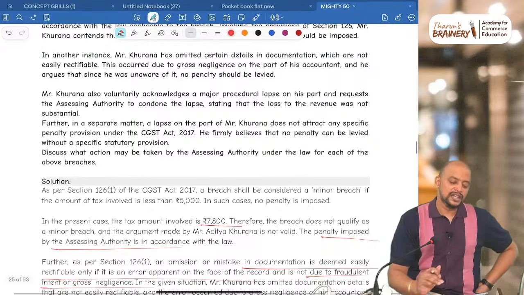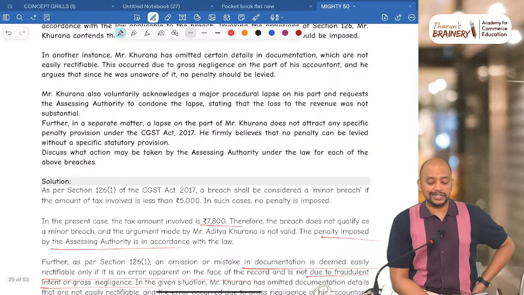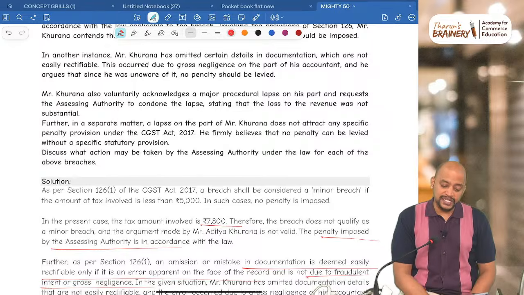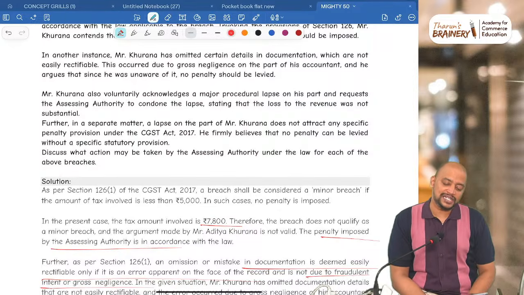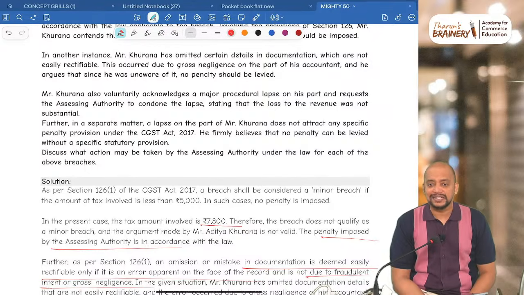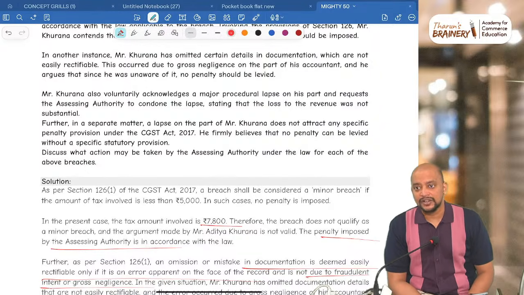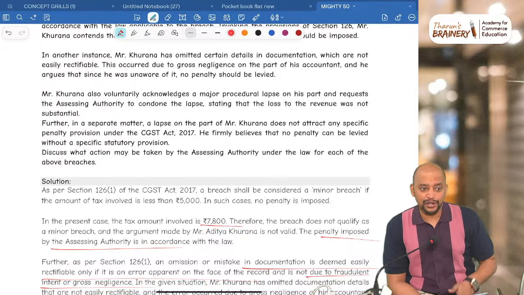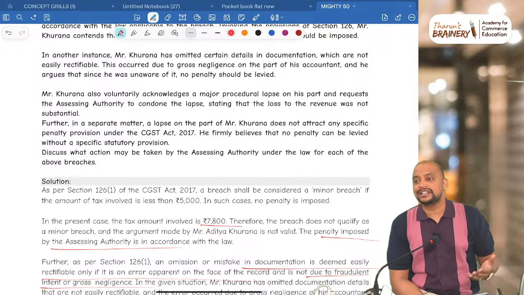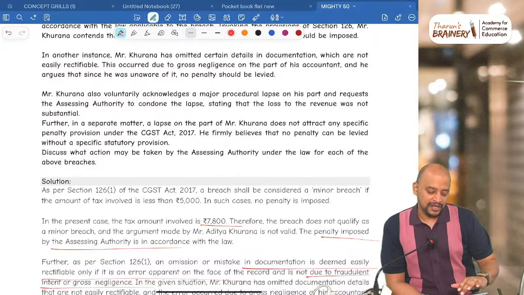Next part you see. Mr. Khurana also voluntarily acknowledges a major procedural lapse on his part and requests the assessing officer to condone the lapse, stating that the loss to the revenue was not substantial. Can the voluntary disclosure of the mistake be a mitigating factor for reducing the penalty? Yes, because he is voluntarily disclosing, it means there is no intention to evade. So definitely that will be a mitigating factor.